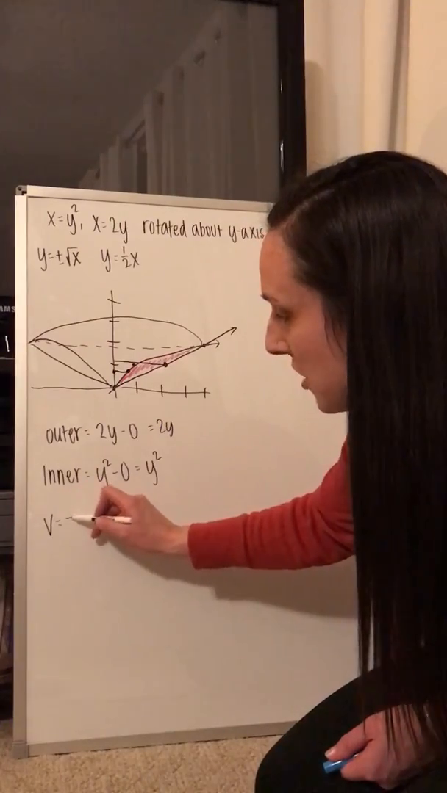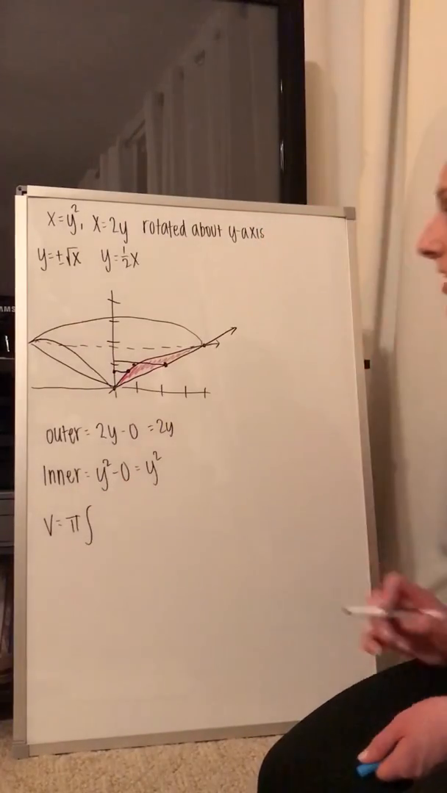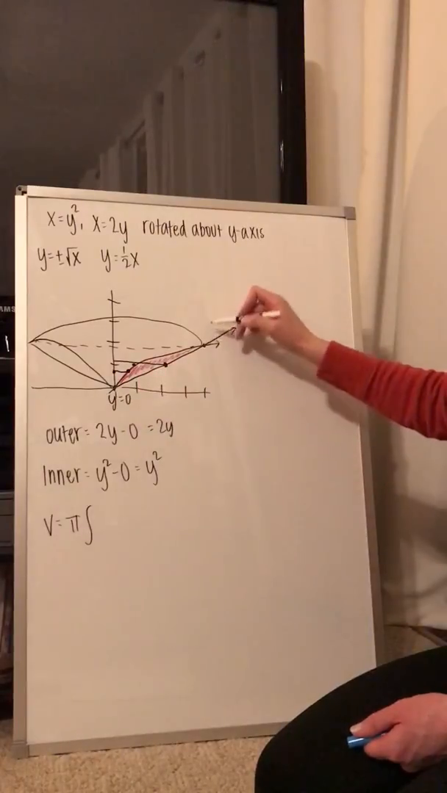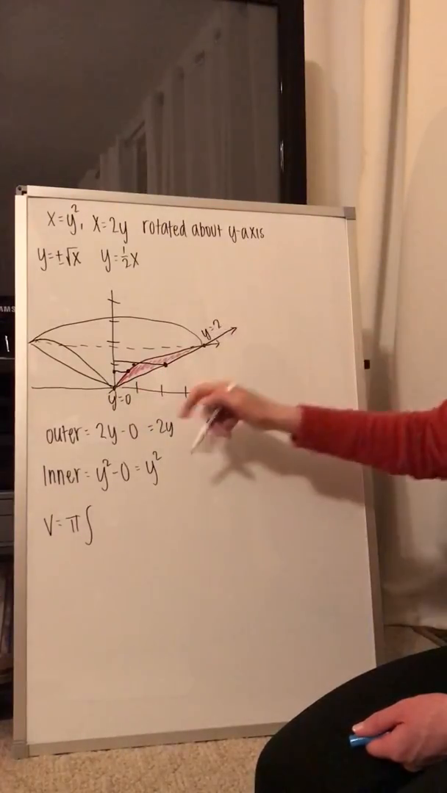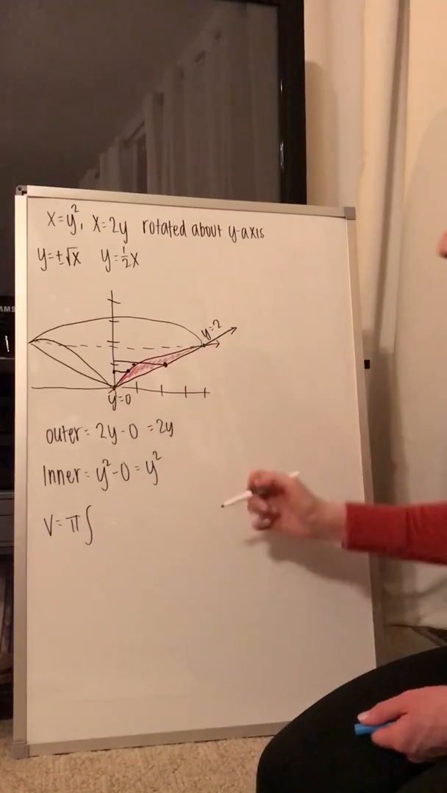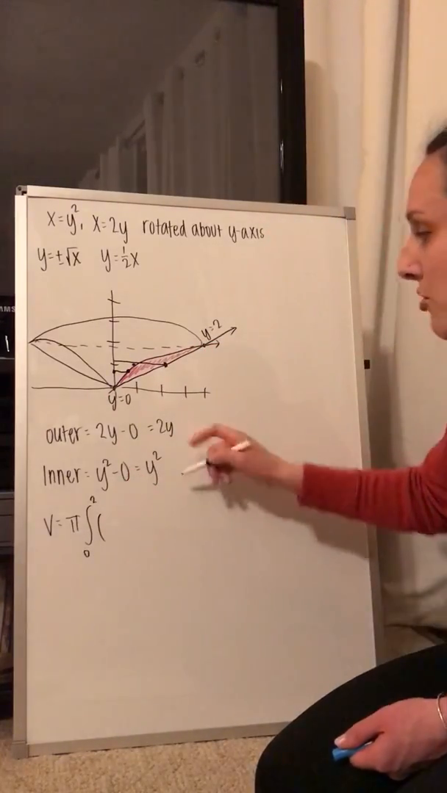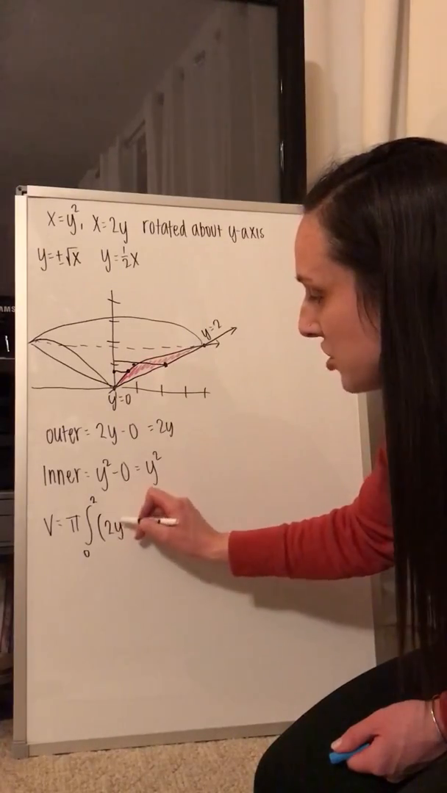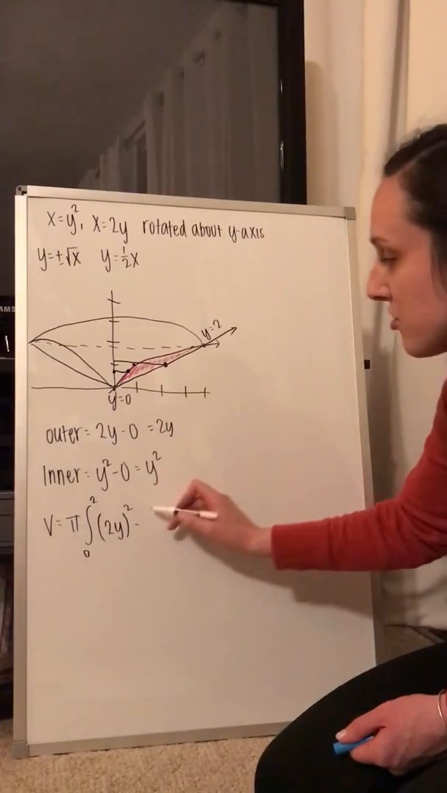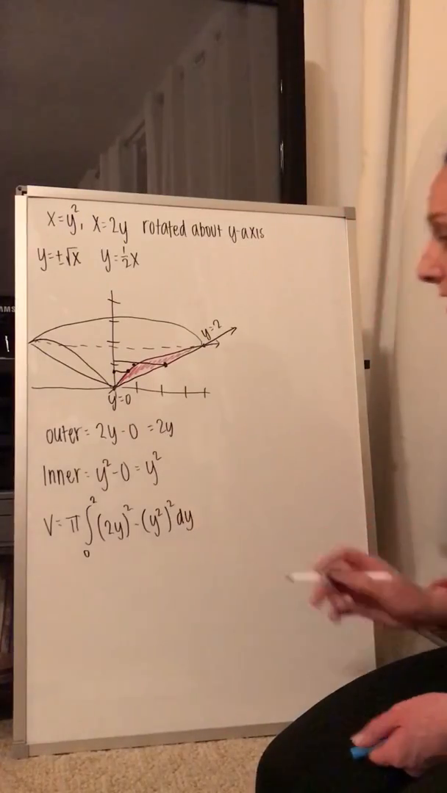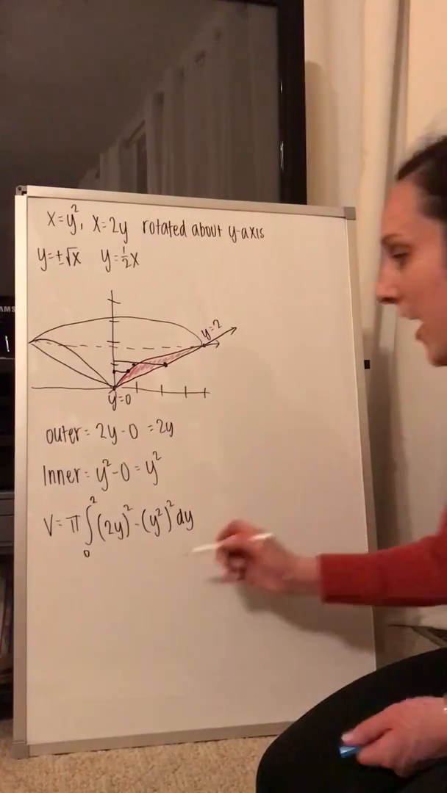So volume is going to be equal to pi. My limits of integration: here I'm starting at a y value of 0, and over here I should be ending at a y value of 2, starting here, ending here. So my limits would be 0 to 2. I'm going to take my outer radius squared, so the quantity of 2y squared, minus my inner squared, so y squared, squared, dy. You can clean this up a little bit, I will.